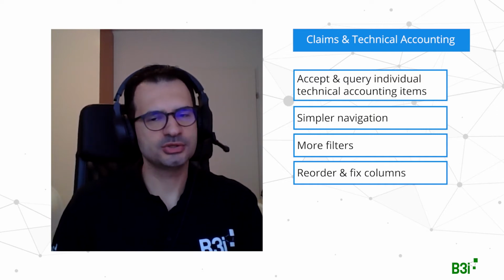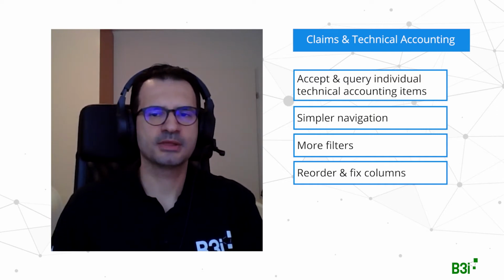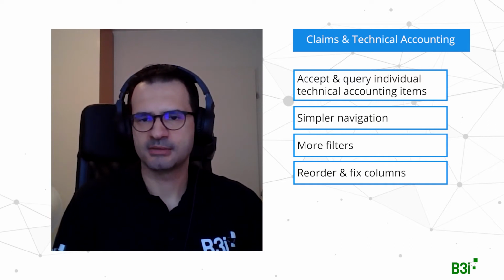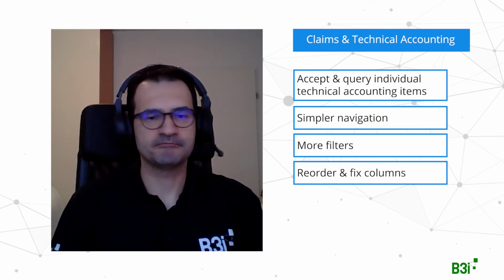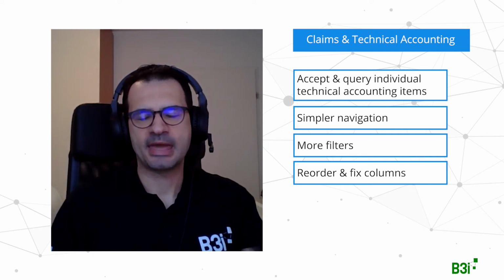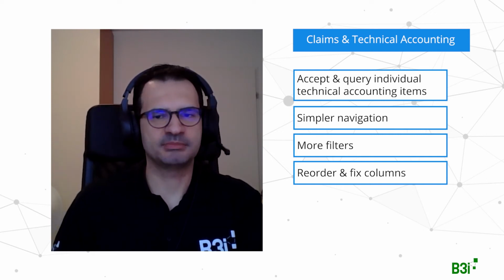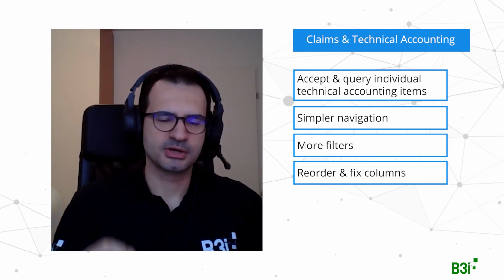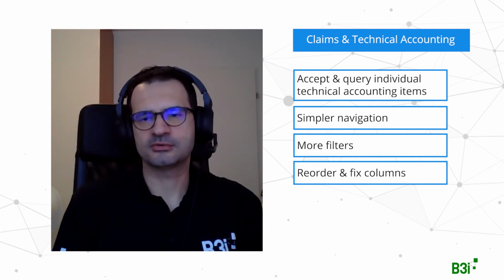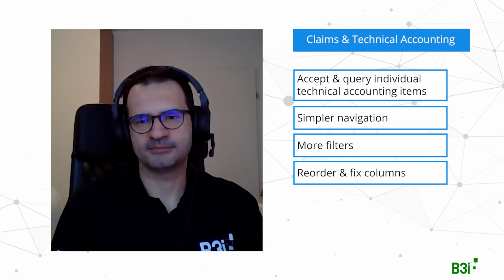So that means that the reinsurers can raise a query, the cedent can respond to that, both parties can always see the history of this chat, and at the end, the reinsurer can accept the technical accounting item. So that really gives the ability to have fine-grained control for each and every item.